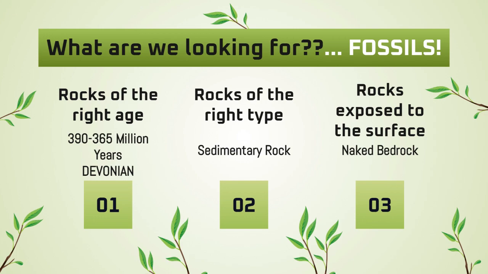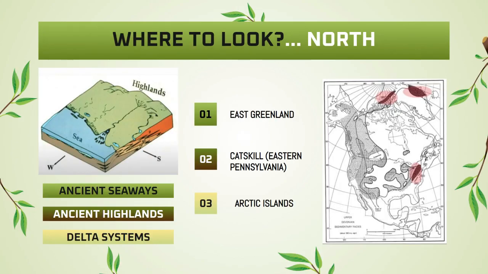Rocks of the right type. Sedimentary rocks are rocks that hold many fossilized organisms, so sedimentary rocks are definitely the rocks of the right type. Then rocks that are exposed to the surface, naked bedrock. Of course, we can't go digging for fossils that are thousands of feet below the surface. They're just not accessible. So we need something that is accessible for us to go out and explore in. I say us as if we were actually there with Neil, but watching these videos, it kind of made you feel like you were there. So now that we know we need rocks of the right age, rocks of the right type, and rocks that are exposed to the surface, where exactly do we look for these kinds of fossils?